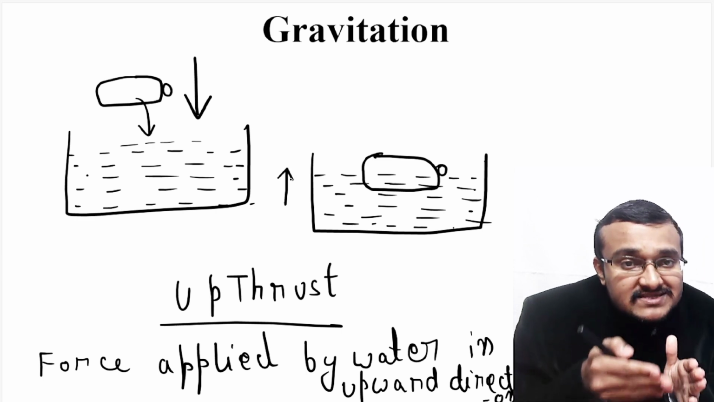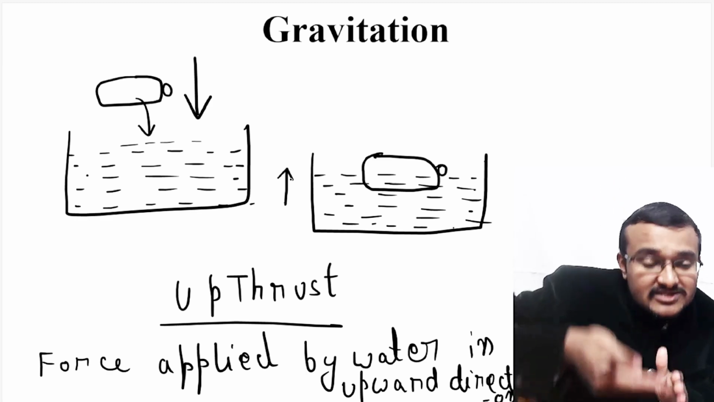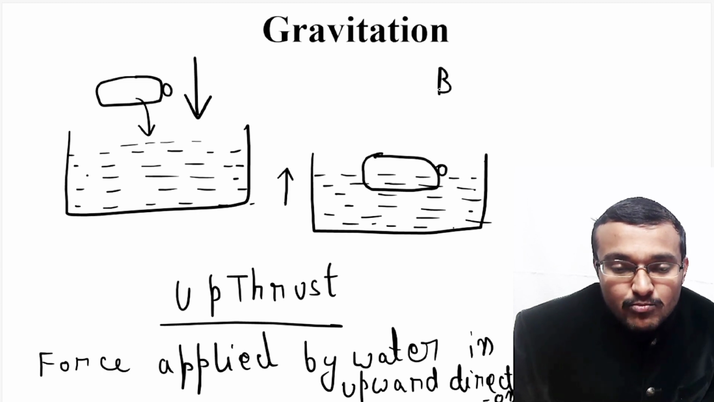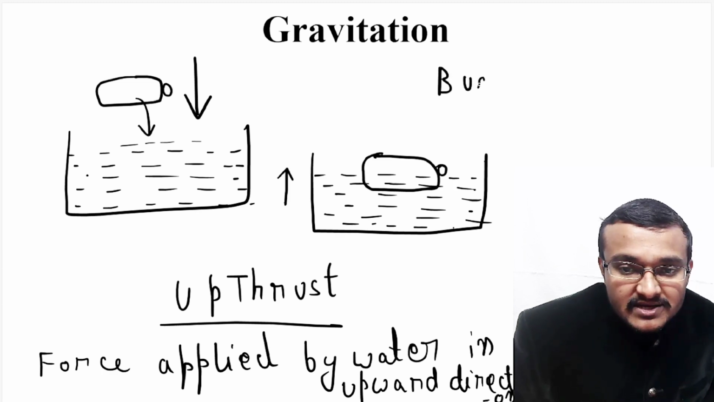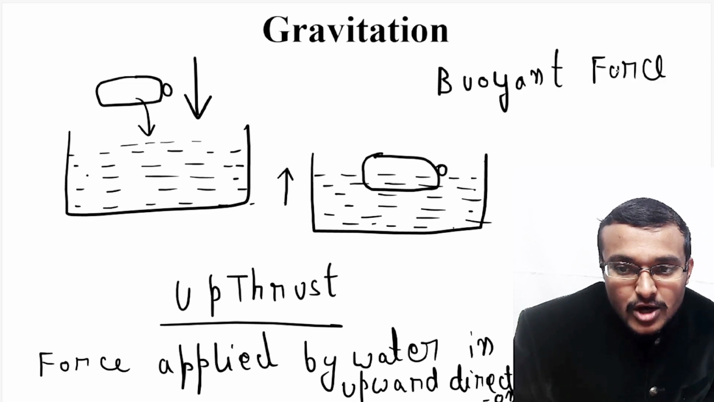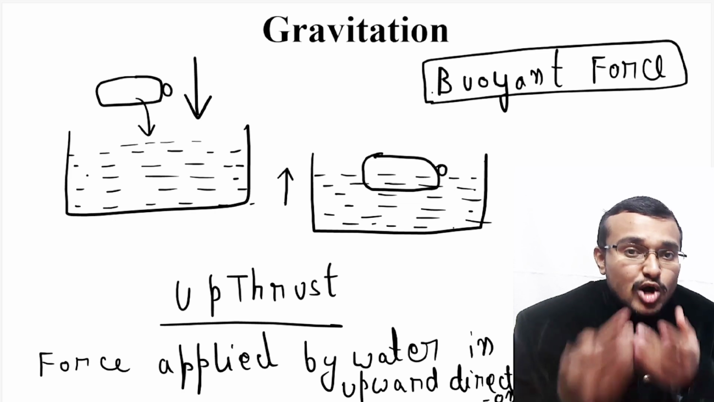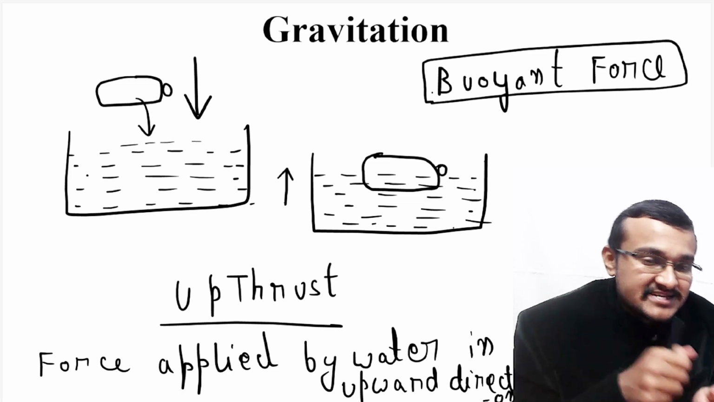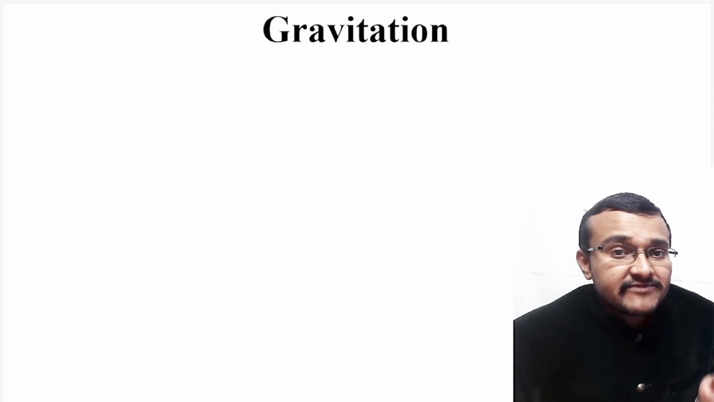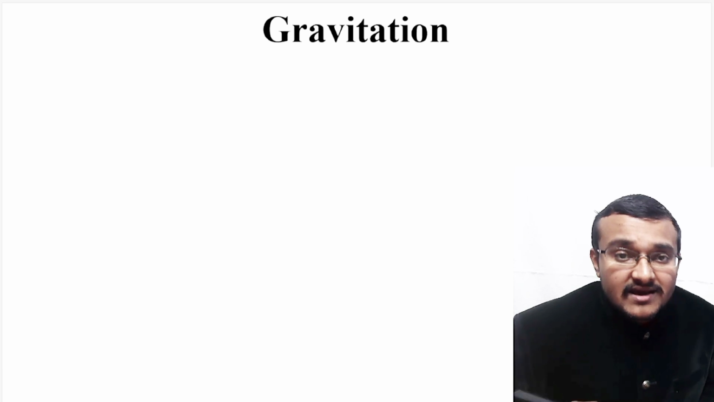So that's why this force can also be known as thrust, and it is in the upward direction, so that's why it is known as upthrust. This upthrust is known as buoyant force. How much upthrust the water gives on that bottle depends on the density of that water. Different liquids have different buoyant force based on their densities.